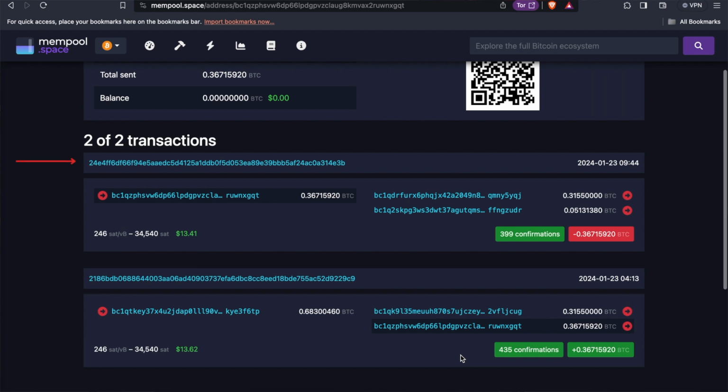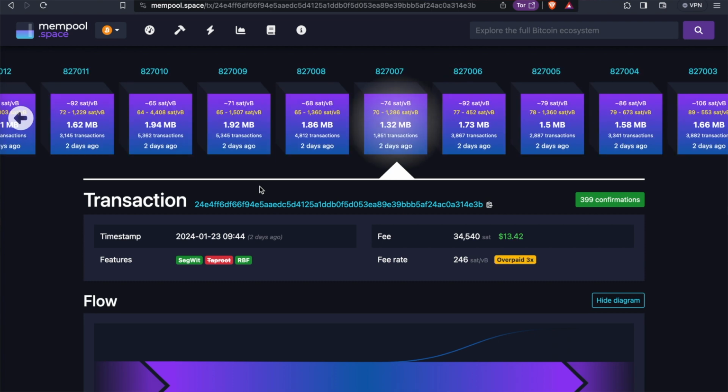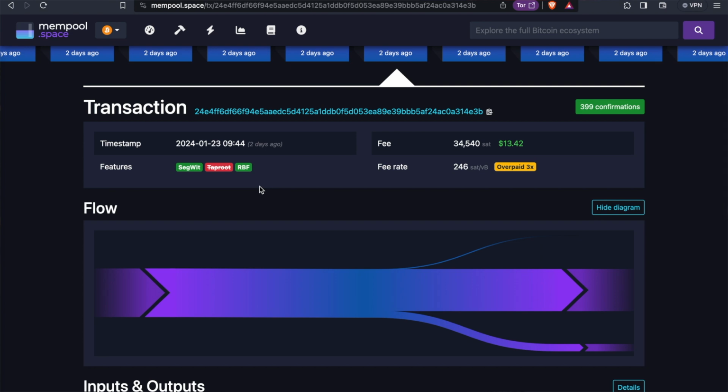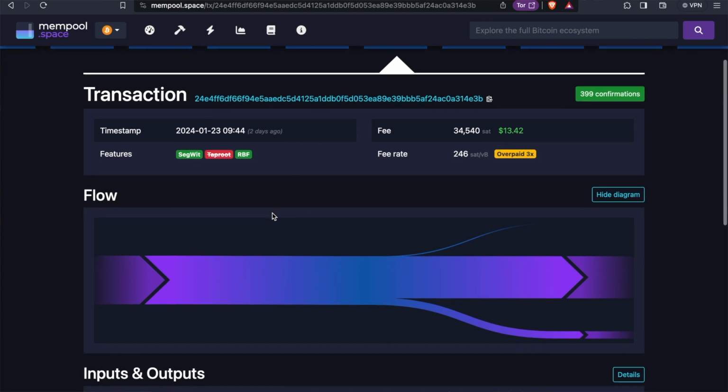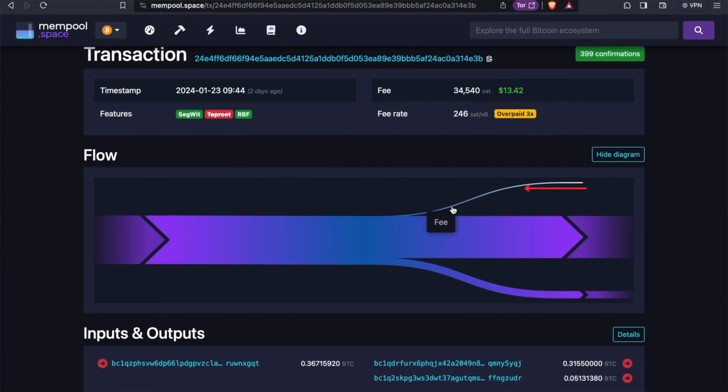You can see the transaction IDs, the Bitcoin amount, fees, and confirmation counts for each transaction. Clicking on a transaction ID gives us more details such as the block the transaction is located in, the number of confirmations, and the transaction's timestamp. The flow feature in the Mempool Explorer shows how Bitcoins moved from the sender to the receiver. Something I want to show here is this little branch, which you can see with all transactions. This is the address where the transaction fees are sent as well.